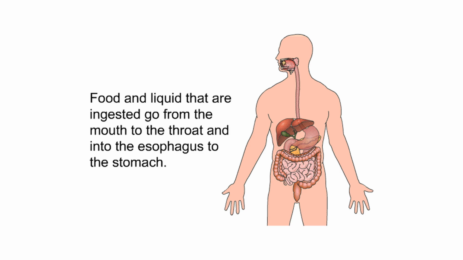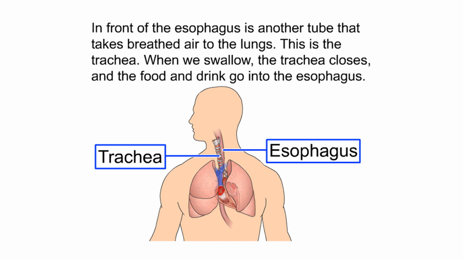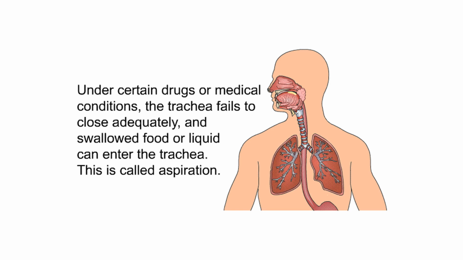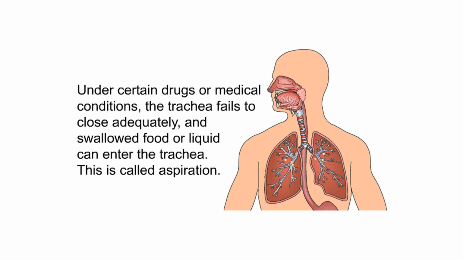Aspiration. Food and liquid that are ingested go from the mouth to the throat and into the esophagus to the stomach. In front of the esophagus is another tube that takes breathed air to the lungs. This is the trachea. When we swallow, the trachea closes and the food and drink go into the esophagus. Under certain drugs or medical conditions, the trachea fails to close adequately, and swallowed food or liquid can enter the trachea. This is called aspiration.